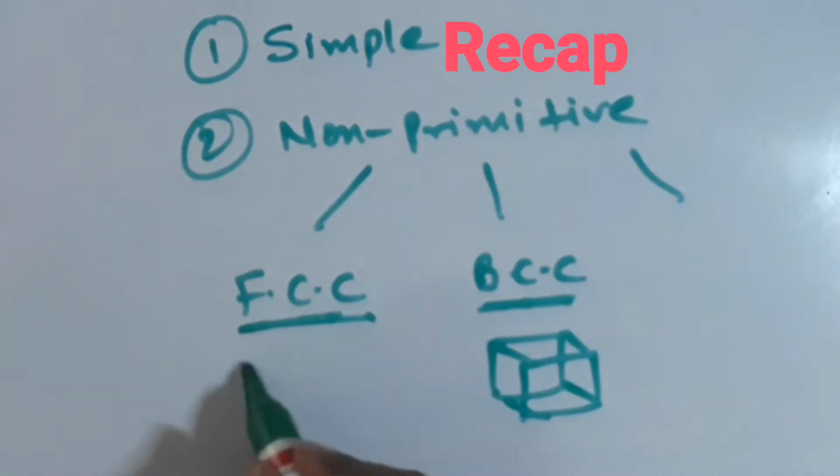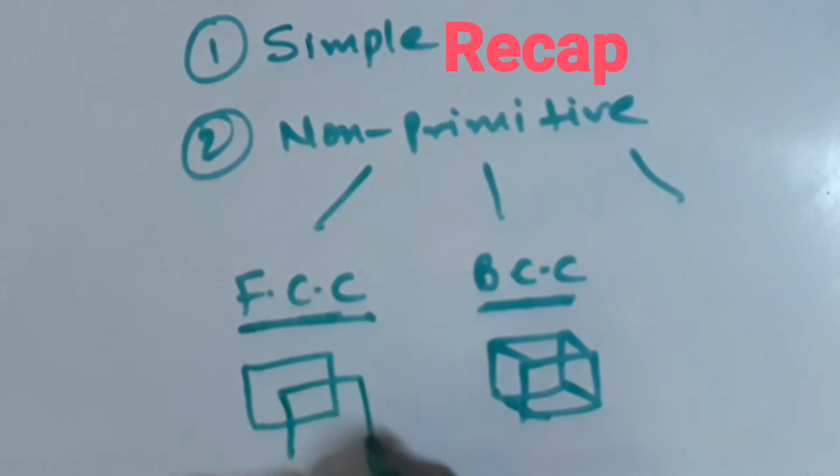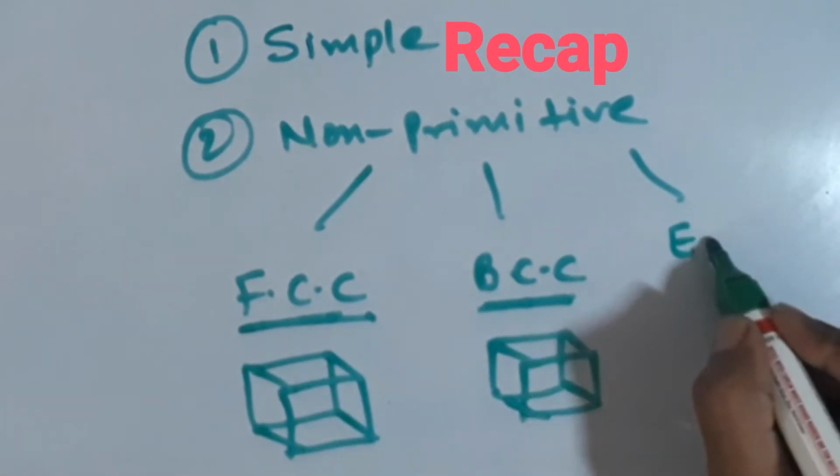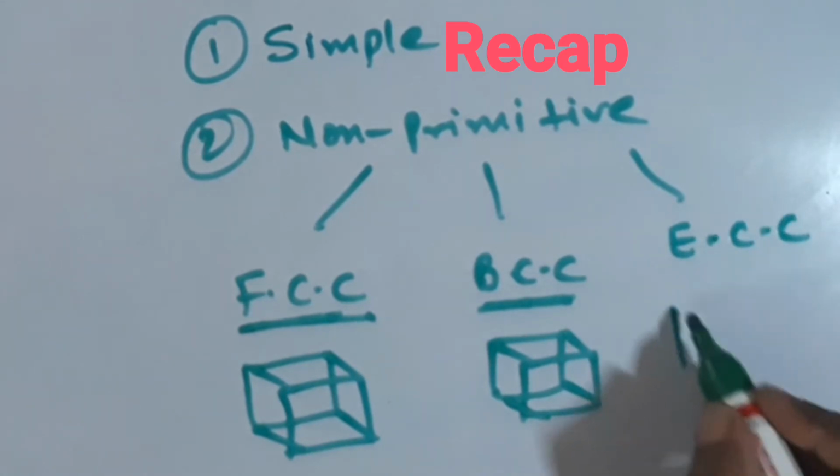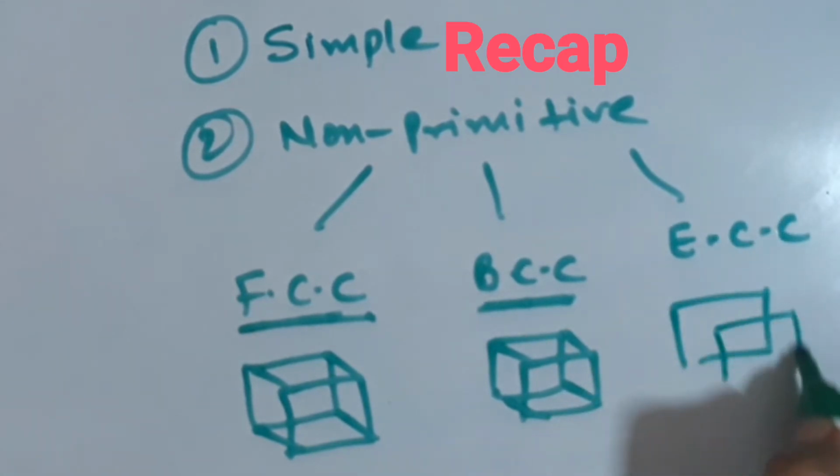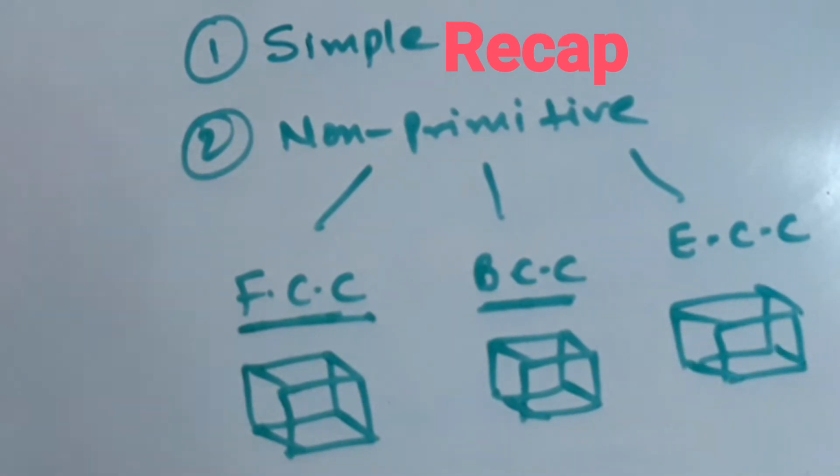And the last one is, we're going to draw all the structures. Okay, let us first write their names. The last is end-centered cubic cells. Let us see how these unit cells look like.